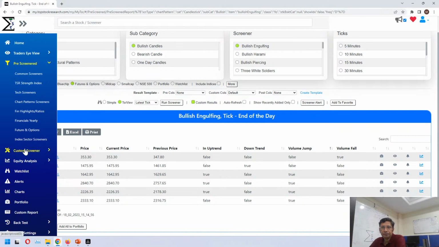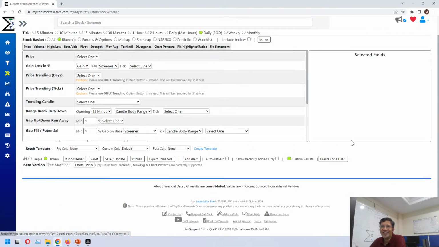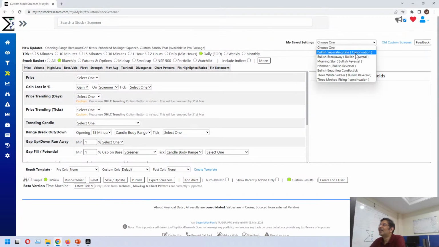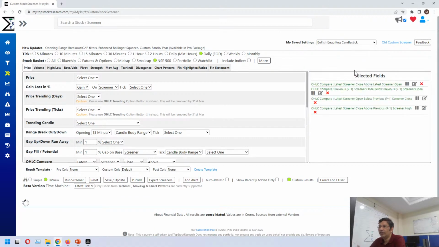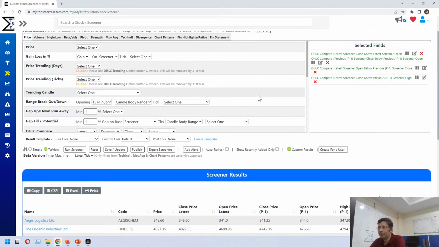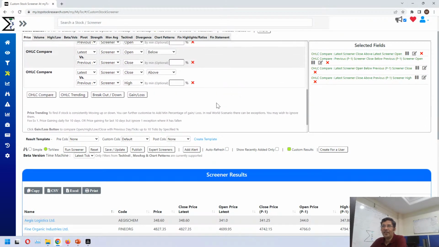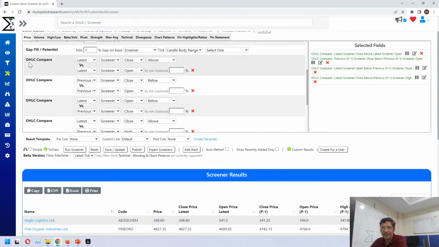Also, what you can do is go and create your own candlestick pattern, right? We have created a certain candlestick pattern, which is the bullish engulfing pattern. This is a totally custom-made pattern. What we have done is take the basic theory of the candlestick pattern, where the latest day close should be above the previous day open. Latest close should be above latest open, which gives you a green candle. Then you can add that the previous day close should be below the previous day open, meaning the previous candle should be a red candle.